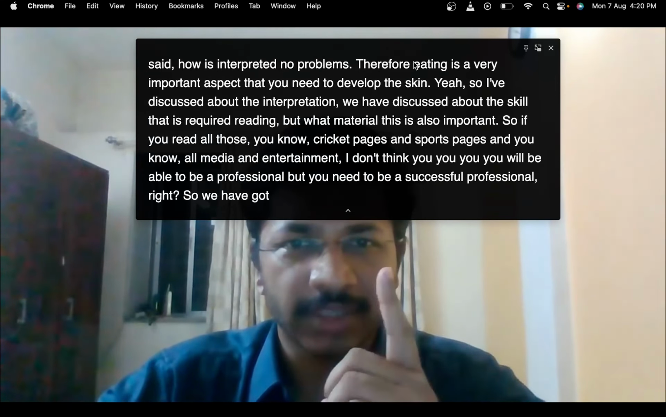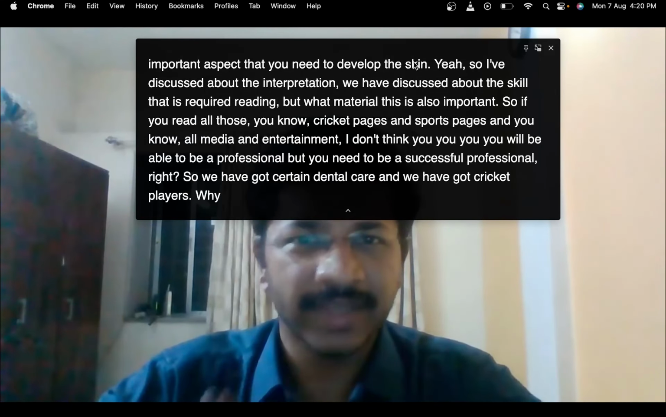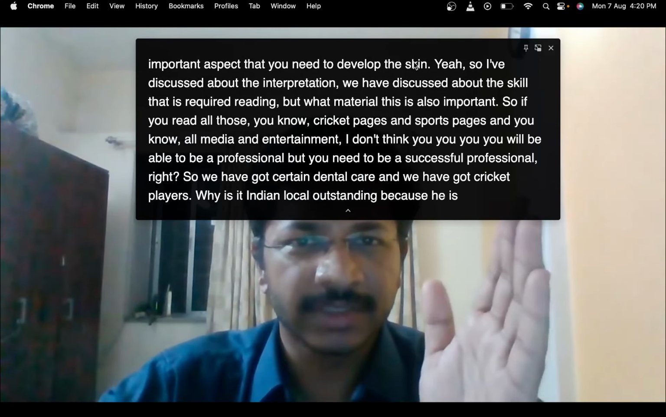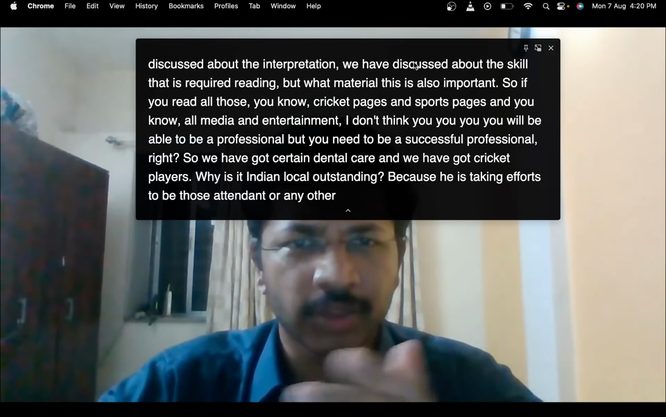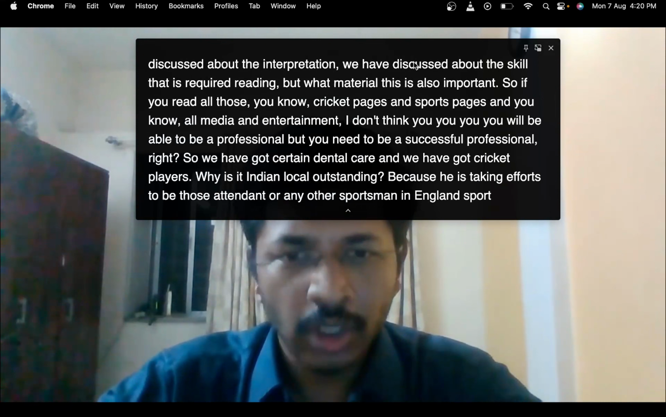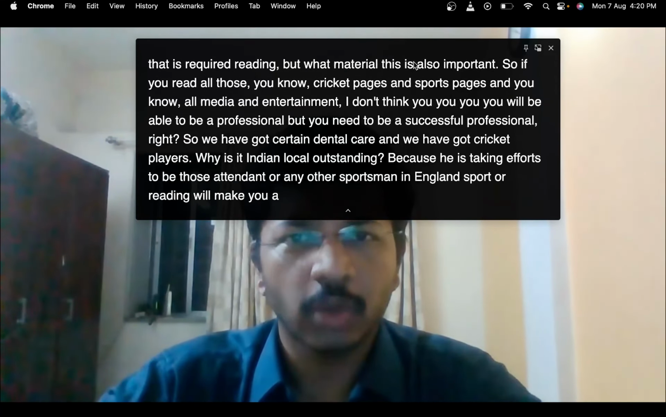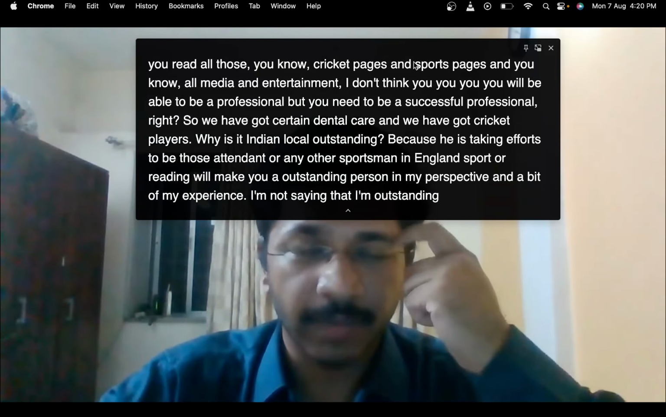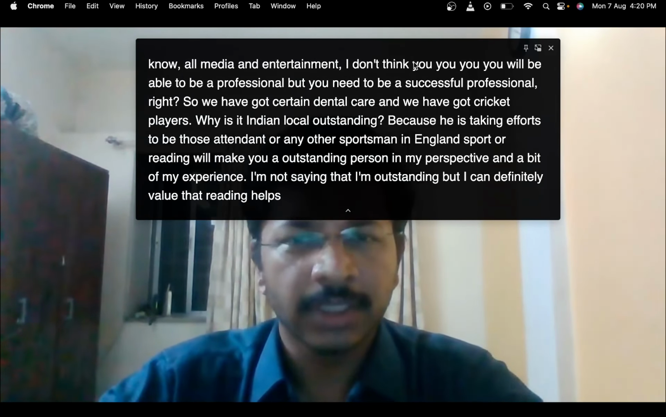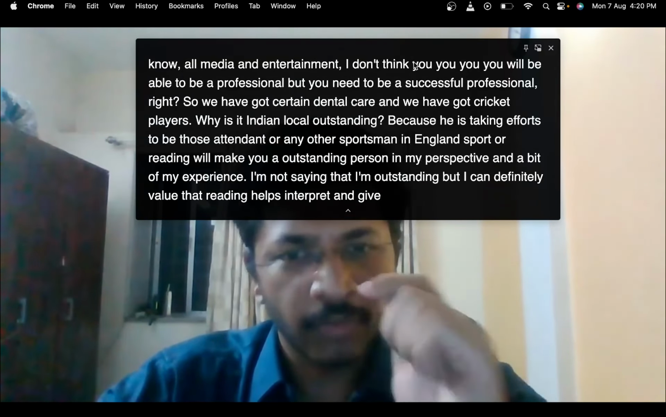So we have got Sachin Tendulkar and we have got cricket players. Why is Sachin Tendulkar outstanding? Because he has taken efforts to be the Sachin Tendulkar or any other sportsman in Indian sport. So reading will make you an outstanding person. This is my perspective and a bit of my experience. I'm not saying that I'm outstanding, but I can definitely tell you that reading helps in interpreting. I give you one more advantage of reading.